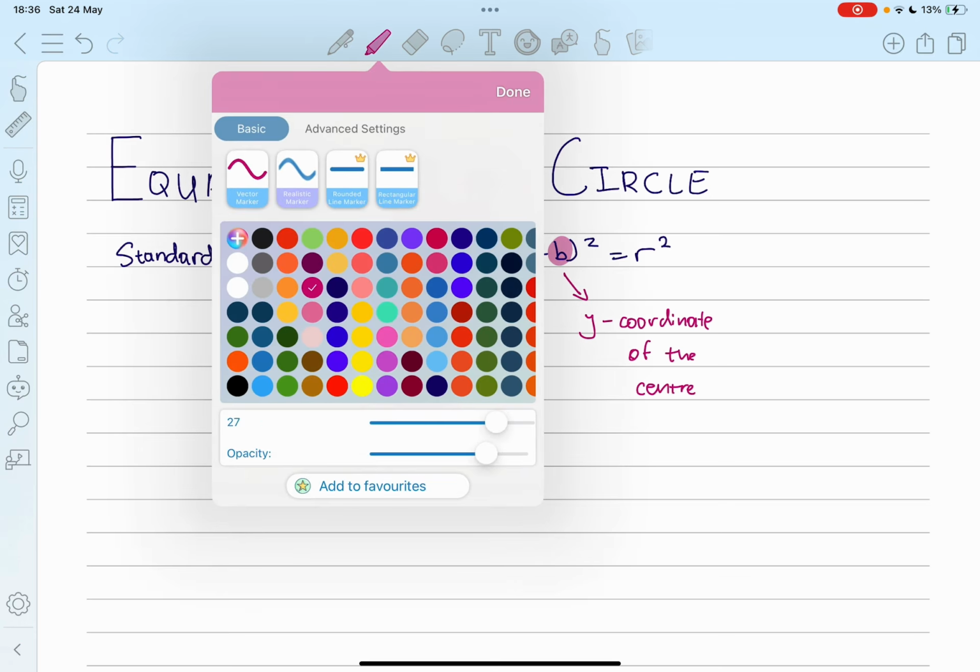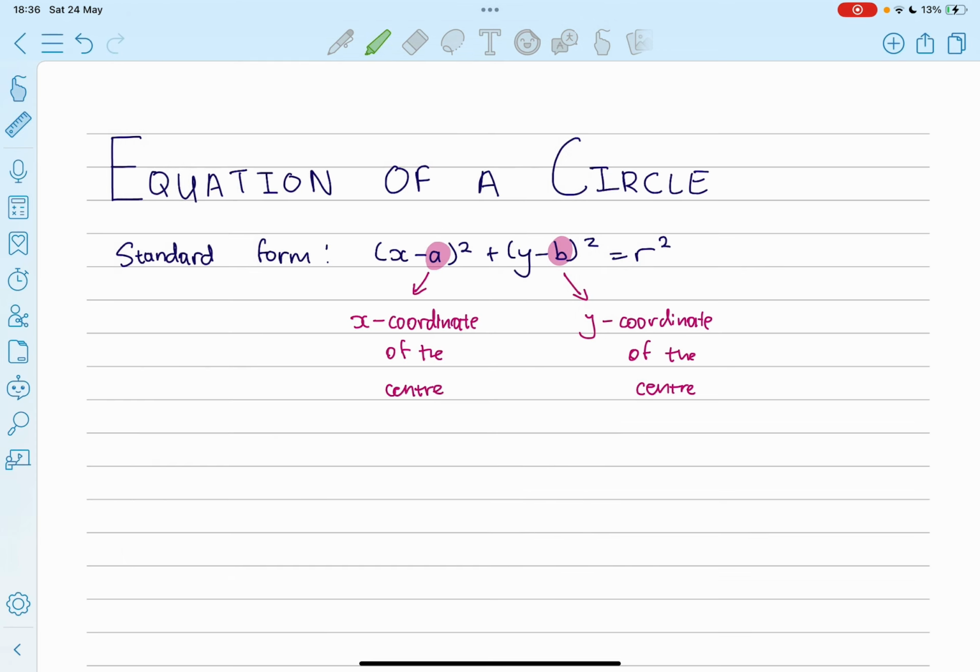And then we also have r. Let's make it green. This r over there is the length of the radius of the circle. And then x and y would be your points on the circle.